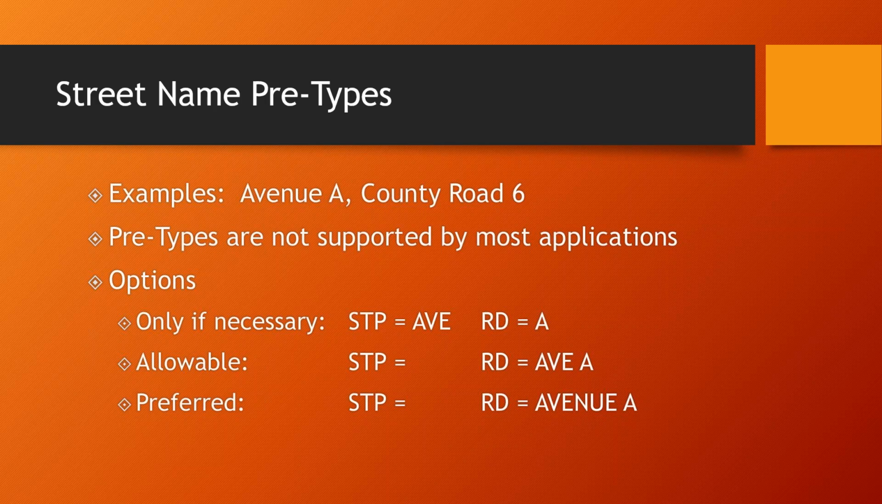But we have a recommendation for how you handle it. First of all, if you are going to use something in that pre-type field, it needs to be an abbreviation. So if you need to separate it out, do this. Put AVE in the pre-type field and A in the road field. It is allowable to put AVE A in the road field, but this is really preferred. Be clear. Don't let people get confused or have some concept that maybe you have accidentally put a space in a word or whatever. Spell out the whole thing in the road name field. The same thing goes for County Road. You can put CR6 here, but County Road 6 is probably a better idea for clarity.